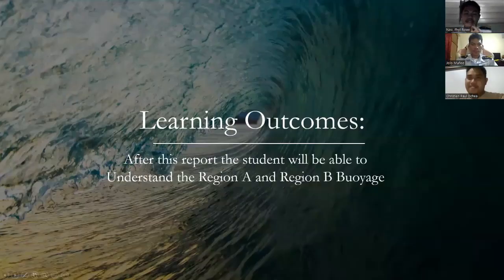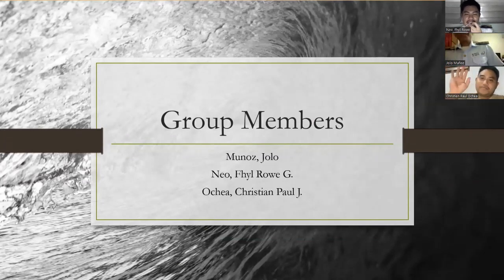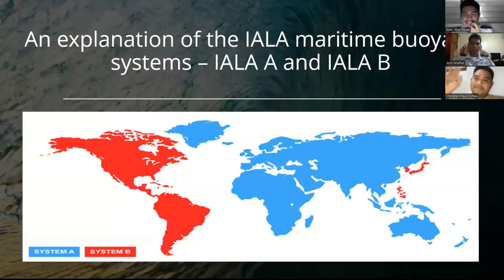Our learning outcome is that after this report, the student will be able to understand Region A and Region B of voyage. These are the group members: Cadet Munoz Jolo, yours truly Cadet Neo Filroji, and Cadet Ochia Christian Paul J. Now, an explanation of the IALA Maritime Voyage Systems, IALA A and IALA B.